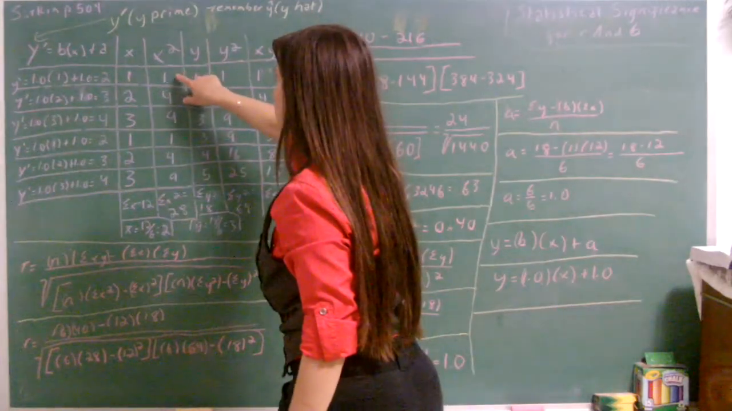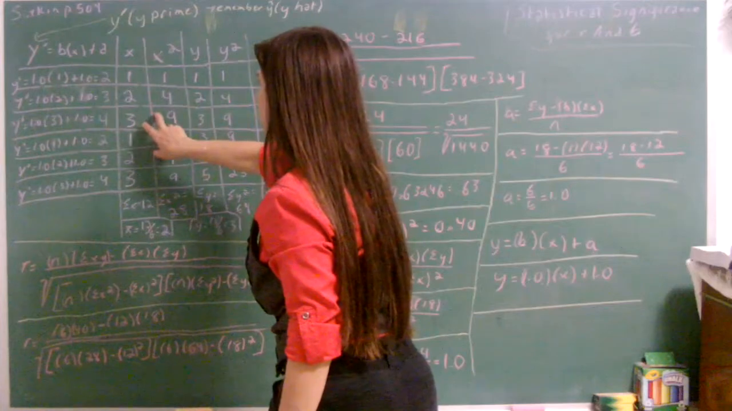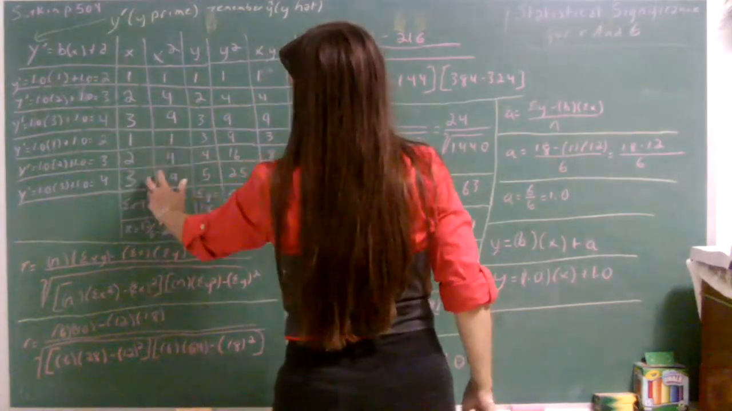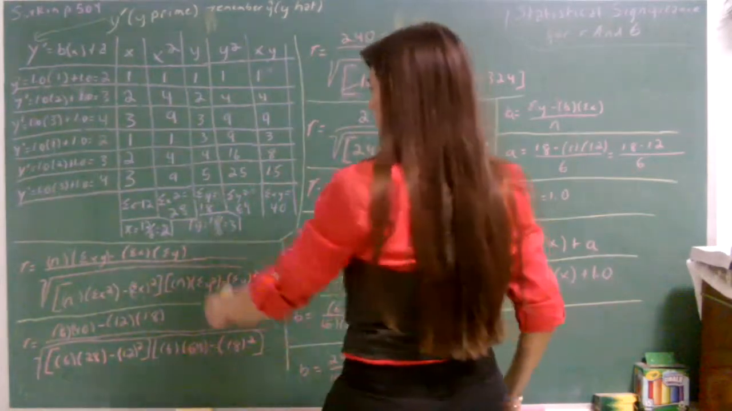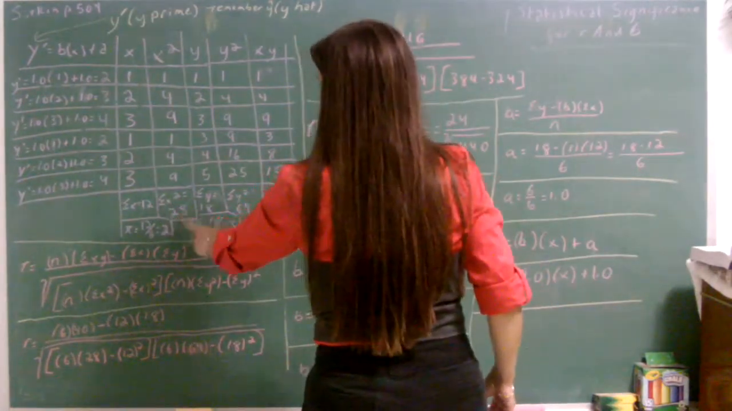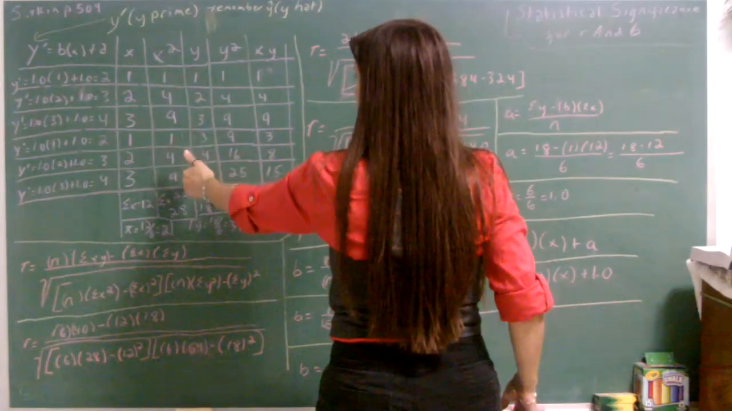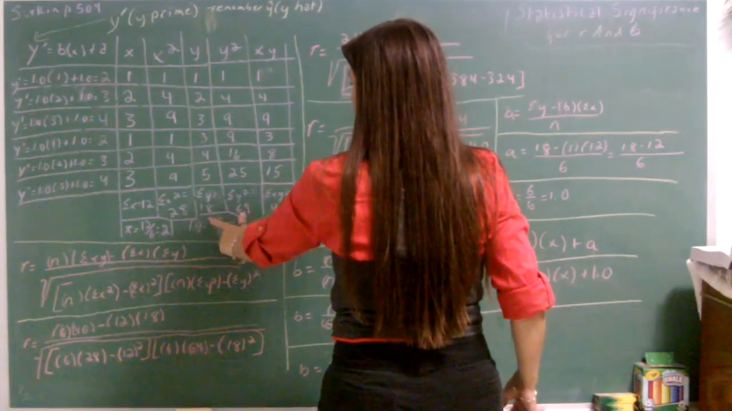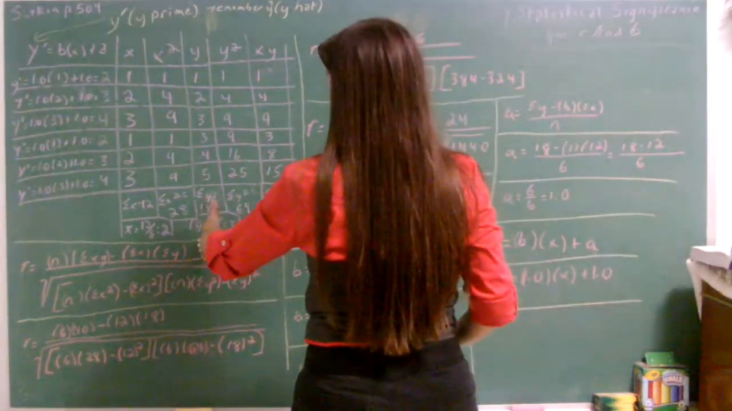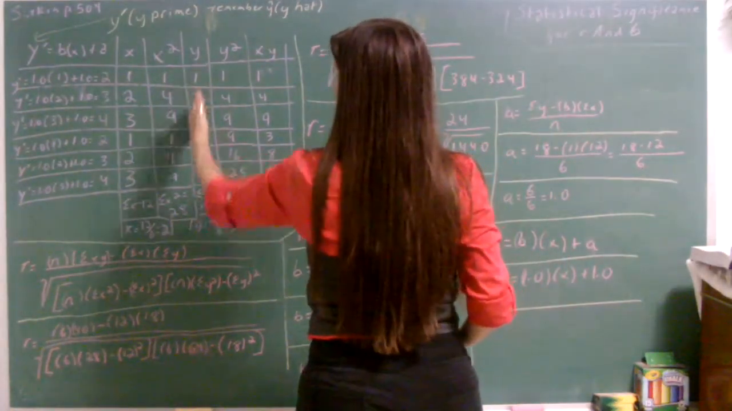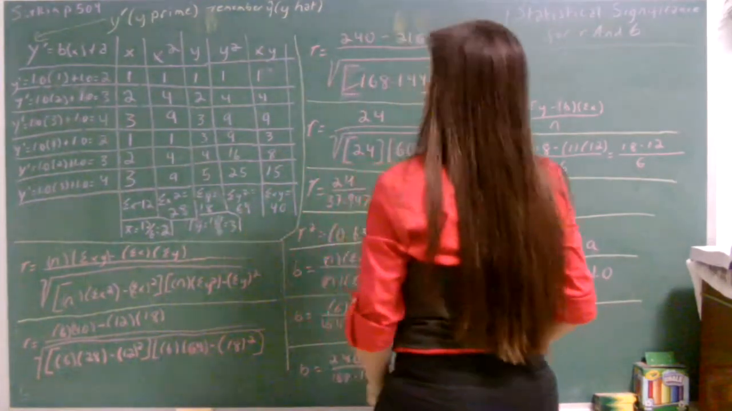And then I go to my x squared, which is 1 times 1 equals 1, 2 times 2 equals 4, 3 times 3 equals 9, 1 times 1 equals 1, 2 times 2 equals 4, 3 times 3 equals 9. Add all those together, that's your summation x squared, 28. Next column, y. We have 1, 2, 3, 3, 4, 5, summation y equals 18. Again, I take the mean of that, 18 divided by the total number of y's, which is 6 again, so 18 divided by 6 equals 3.